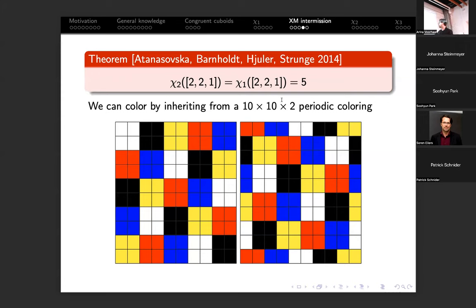But the point is that I can do something similar in the next layer, and that will give me something that works everywhere. If you look at a place like here, where you have white and yellow and blue and white and yellow and red and black, then you have used up all the colors except blue. So this is the color that you choose in the next layer. If you do this systematically, you get a layer that looks like this, just translate it around. And then you can prove that when you inherit your coloring from this, you get a coloring.